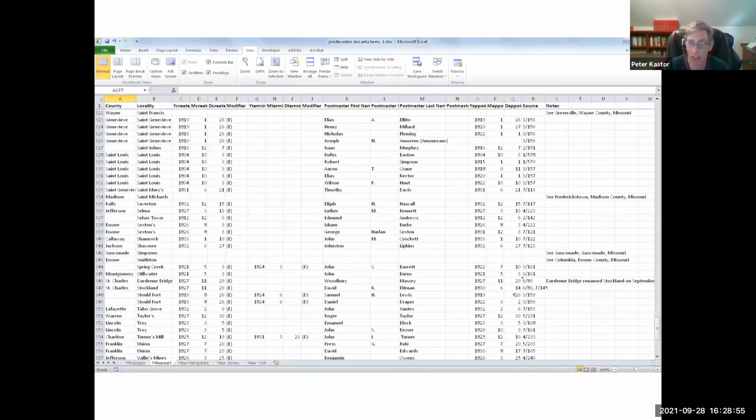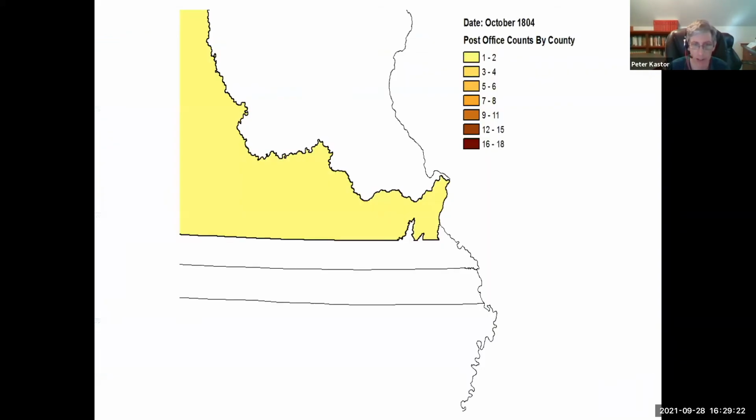This was a classic job for a bunch of terrific undergraduate research assistants. Here is the record of Missouri. So we've got a county, we have a locality. Now, some of these localities don't exist anymore. So to map these out, we use the counties. And here's where Bill, using a terrific data set of historic county boundaries, created this.